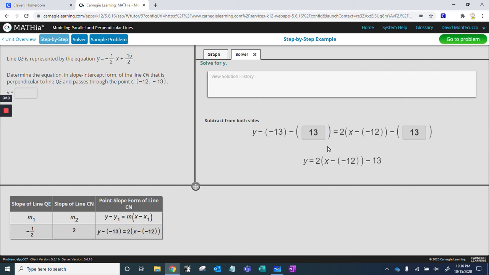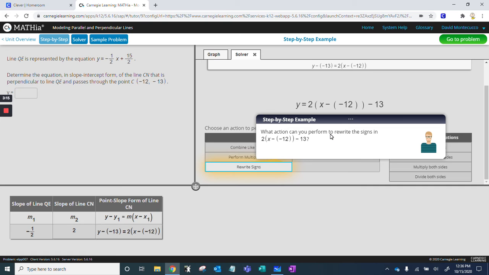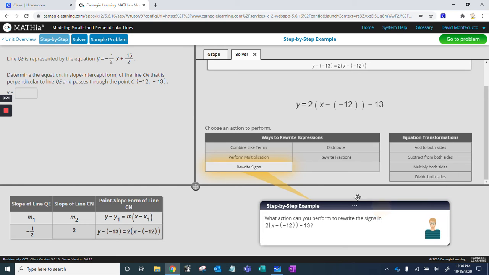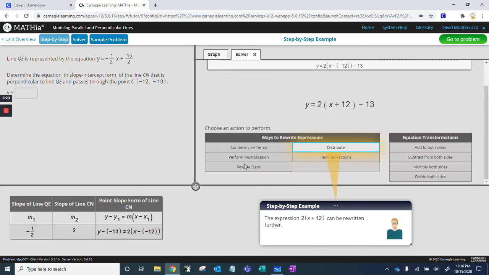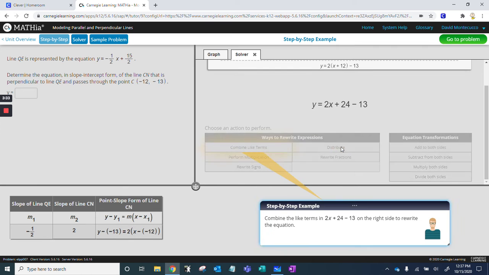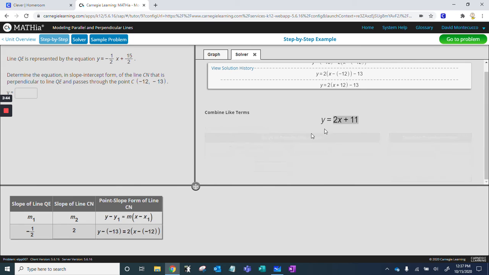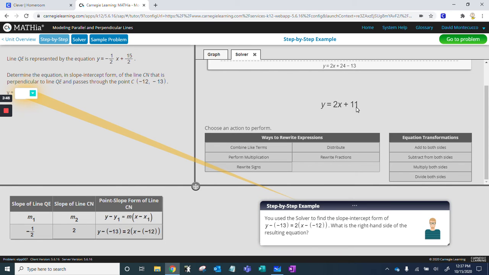What action can you perform to rewrite the signs in all of that? Okay, so let's click, okay? To distribute. The expression 2, let's see, x plus 12 can be rewritten further. Okay, so we're going to distribute, right? Combine like terms, 2x plus 24 minus 13 on the right side to rewrite the equation. Oh, combine like terms. We're going to add 24 and 13. See that? 24 minus 13 gives us 11.